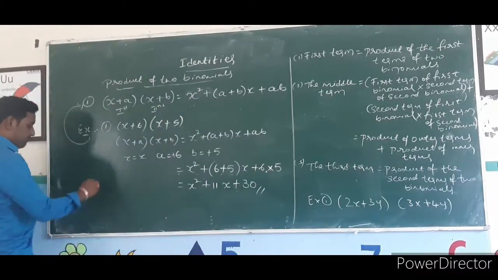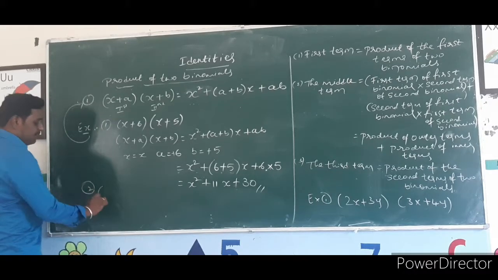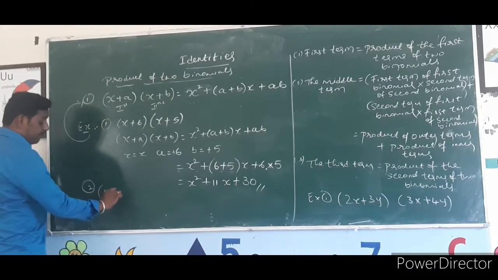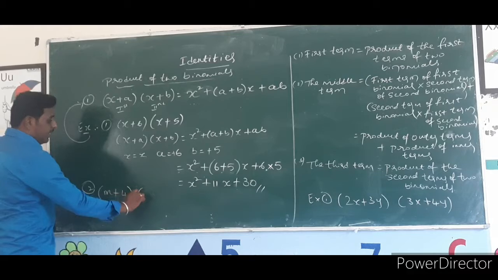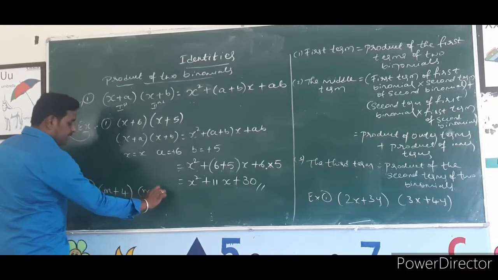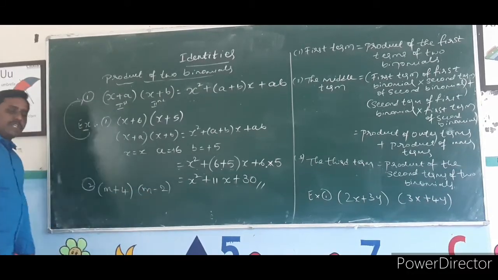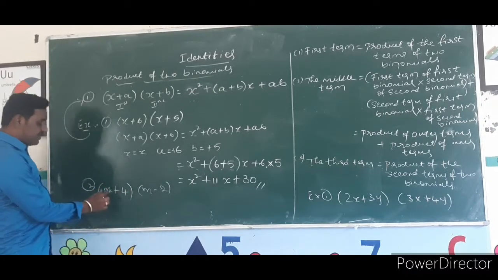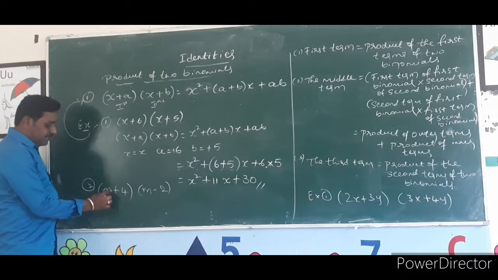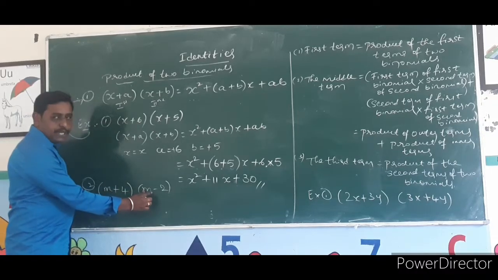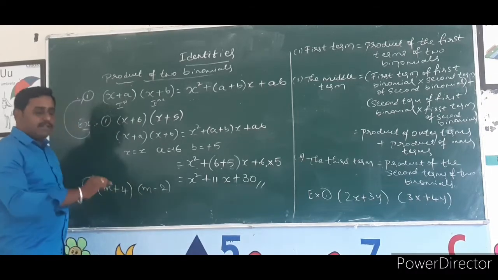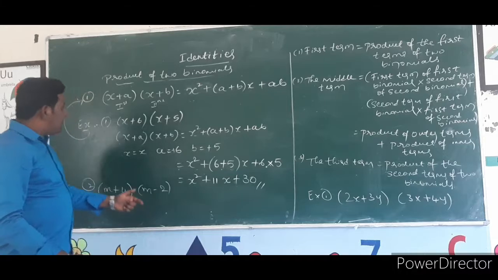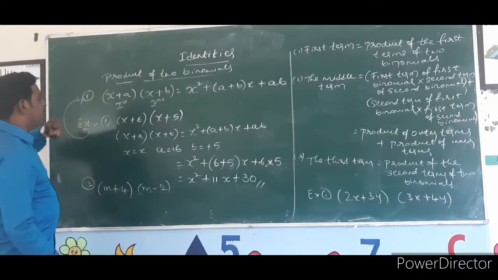Next, I am taking a second example. Suppose I am taking (m + 4)(m − 2). How do we apply it? Look at the first terms of the binomials: here m, here also m. In both cases the first terms are the same, so we can directly apply this formula.